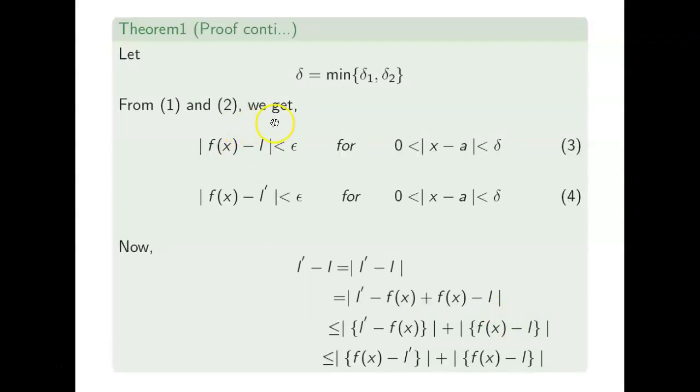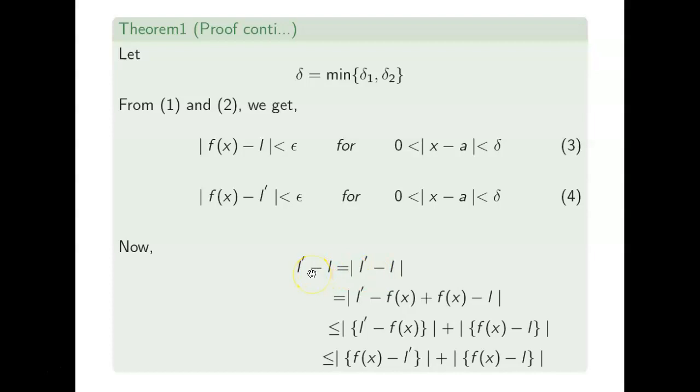Now, writing 1 and 2 for delta, we obtain that mod f(x) minus L is less than epsilon for 0 less than mod x minus a less than delta, and mod f(x) minus L dash is less than epsilon for 0 less than mod x minus a less than delta. Denote this by 3 and this by 4. Now, start with L dash minus L. We can write L dash minus L as mod of L dash minus L, right?